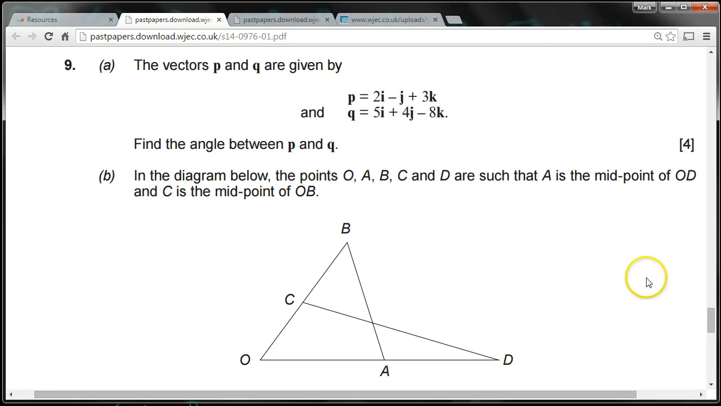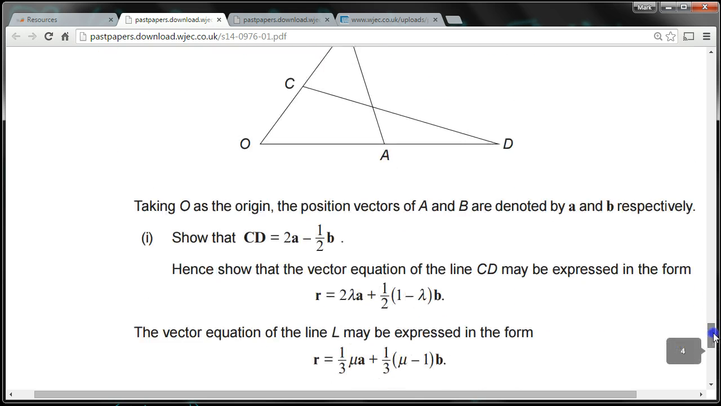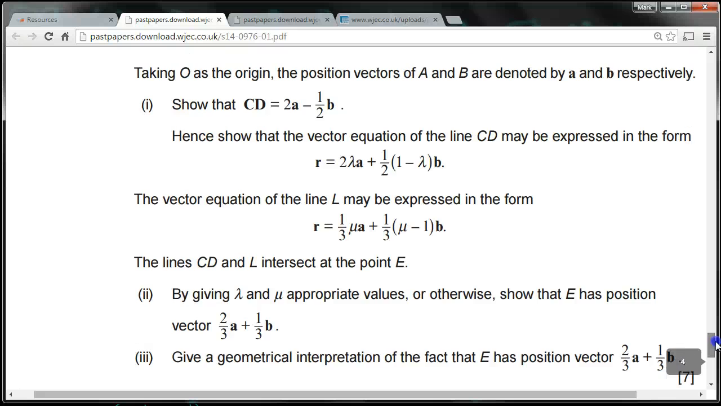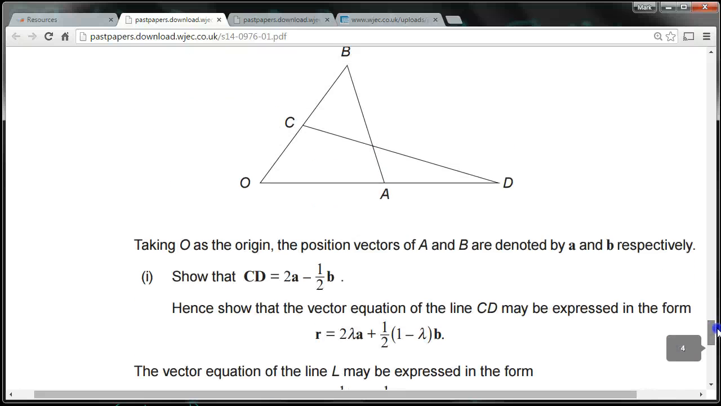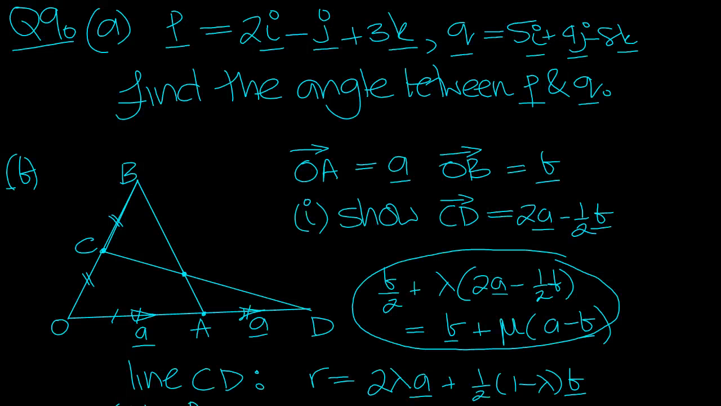Here's the question then. Question 9. It's a long question, so I'll scroll it down. There it all is there. Okay, so let's have a go at it. I've got it summarized here. There's a part A. Find the angle between P and Q.